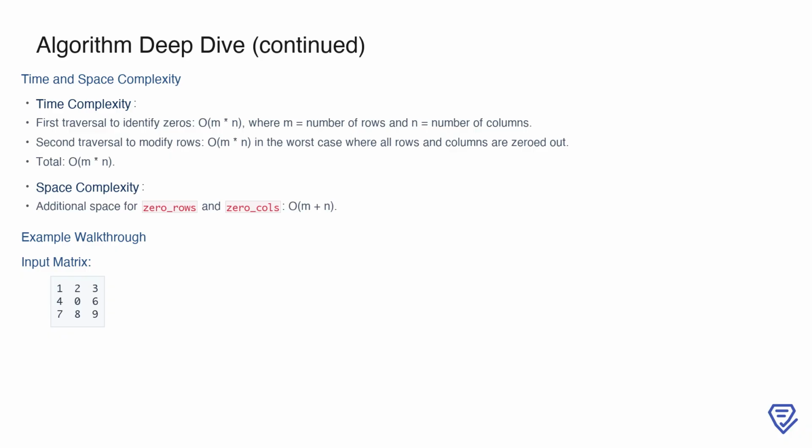The space complexity is O(m+n), attributed to the additional space used by the sets zero_rows and zero_cols. This trade-off between time and space allows the algorithm to remain efficient while staying manageable in terms of memory usage. To solidify our understanding, consider an example matrix. Suppose the input matrix is 1, 2, 3, 4, 0, 6, 7, 8, 9. This example highlights how the algorithm identifies zeros and modifies the matrix step by step.